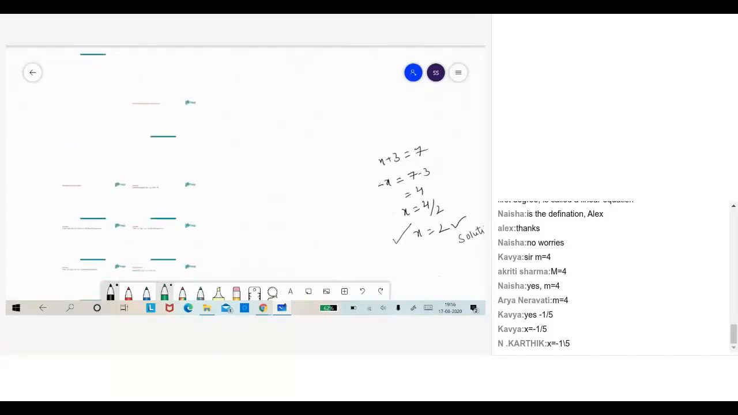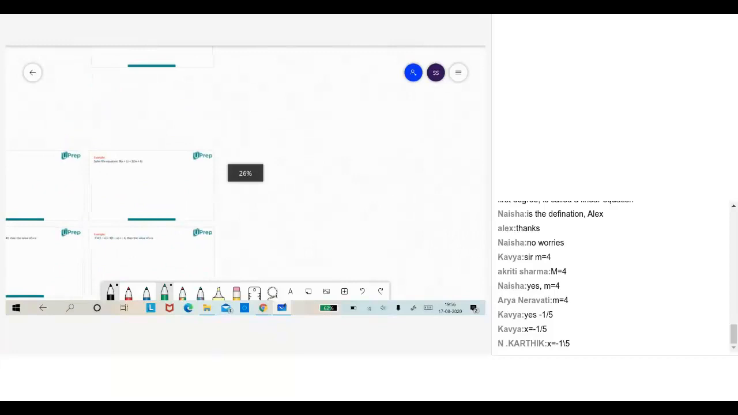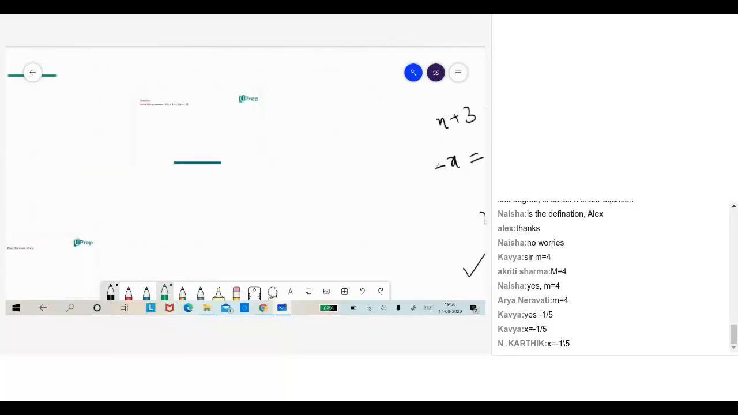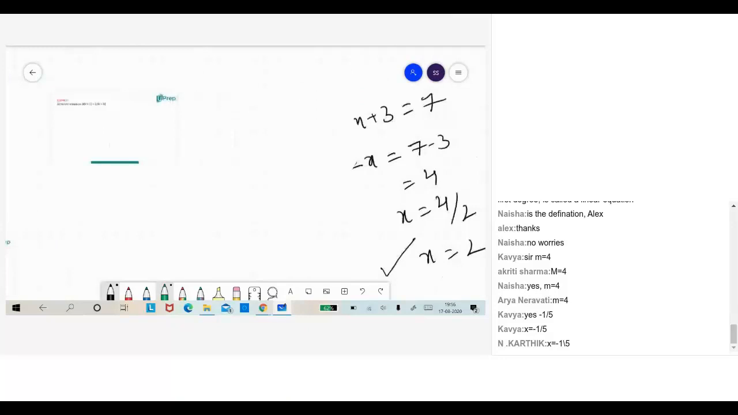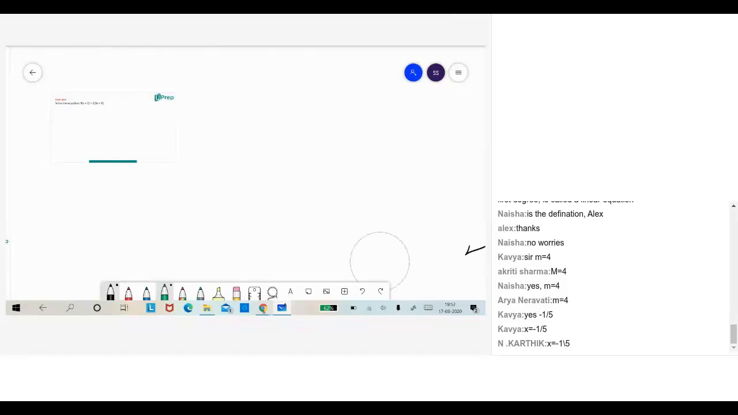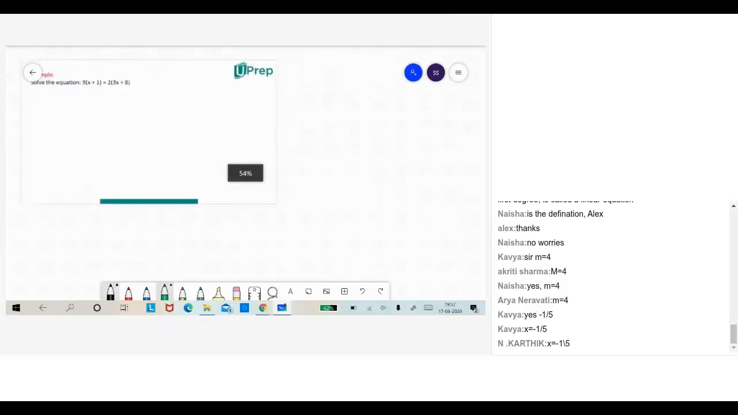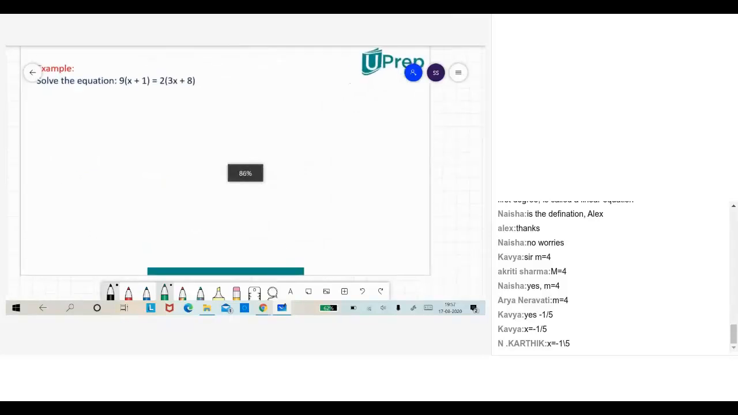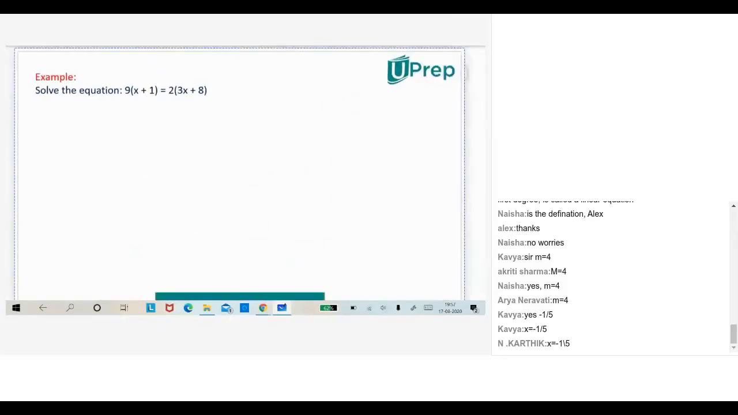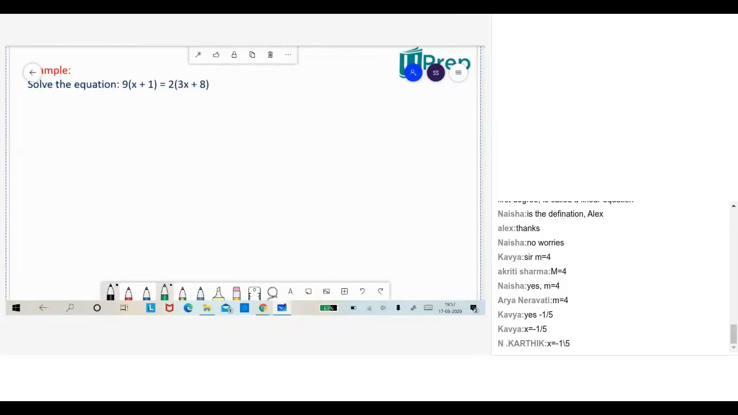Now this time, previously, we were discussing simple equations, equations which don't have brackets. How will you solve simple linear equations in one variable where they have brackets? Something like this example. Consider this example. Clearly it's a linear equation, and it's a linear equation in one variable because you have only one variable x.